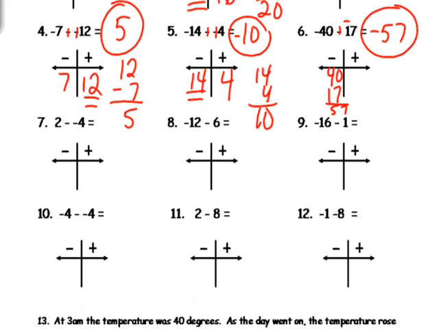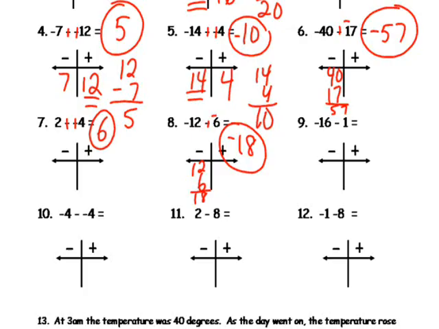Next one is 2 minus negative 4. I'm going to add the opposite. It's just 2 plus 4, 6. Next is negative 12 minus 6. I'm going to turn this into an addition. Add the opposite. So I have negative 12 plus negative 6. There's no war. We just add these together. And because they're both on the negative side, it's negative 18.